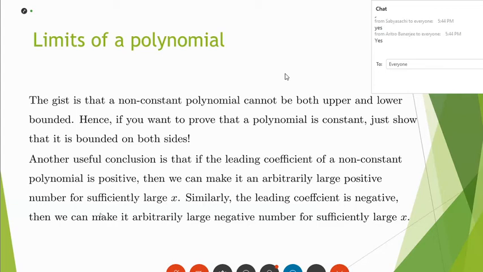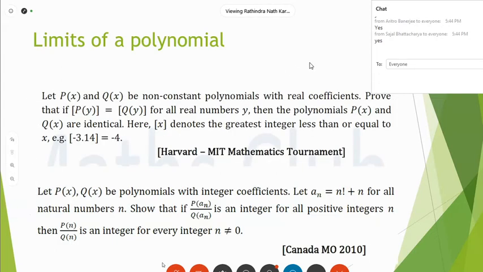Okay, so we are going to apply this idea. Now the next question, which I'm going to solve for you. Not completely, maybe one small part I will leave to you, because it's not really related to the theory that we have done, but it can be done. This question is from Canada 2010.